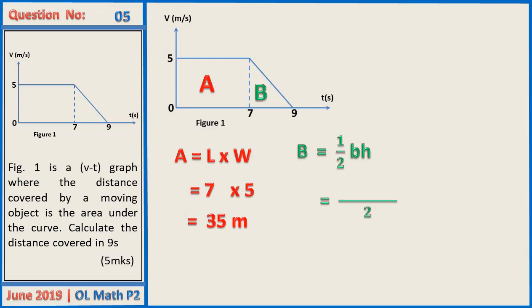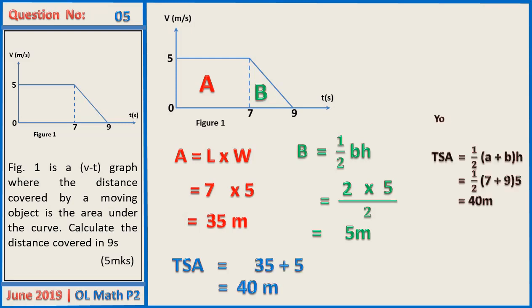Now for the triangle, we have half base times height. The base here is from 7 to 9, you have 2 units. So 9 minus 7 gives us 2 units. That is the base. And the height is 5. 2 times 5 gives us 10. When you cancel out, you will have 5 meters. So the total surface area is 35 meters plus 5 meters, giving us 40 meters.